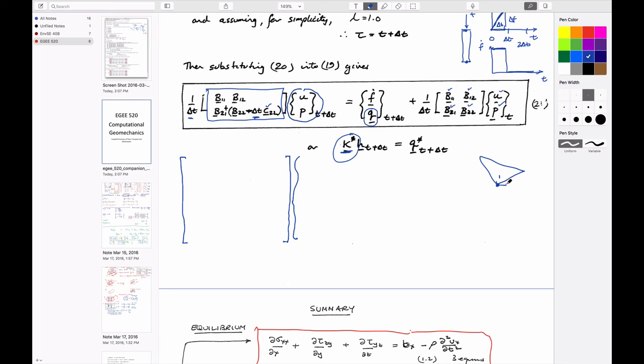Node 1 would have UX1, UY1, UX2, UY2, etc. And in this way of thinking about it, it would look something like UX1, UY1 for node 1, UX2 and UY2 for node 2, UX3 and UY3 for node 3, and then the values of the pressures at nodes 1, 2, and 3. So I didn't do this quite large enough.